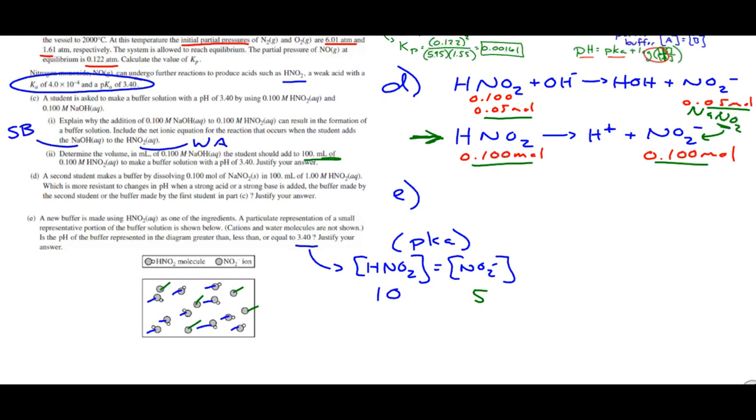So the answer then would be that the pH of the solution would be less than 3.4. Why? It's going to be more acidic. More acidic means that it'll be a lower pH. So because I have a greater amount of my acid, my pH is going to be less than 3.40.